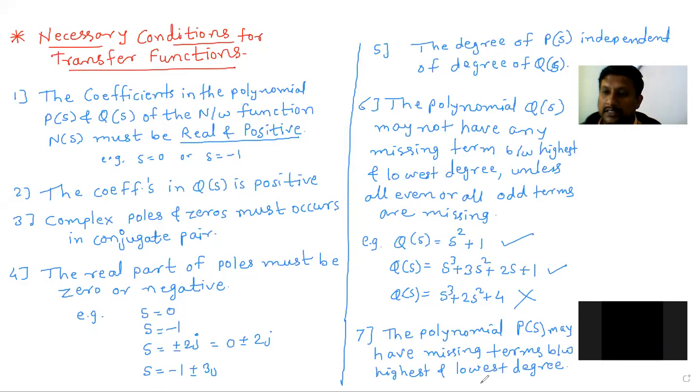That is acceptable. So for example, P of S is equal to S cube plus 2S square plus 3. So this is acceptable. Here even terms are present but odd terms are not all present. Only S cube is present but S raised to 1 is not present. Even so, that is acceptable for polynomial P of S. So this is the seventh point.